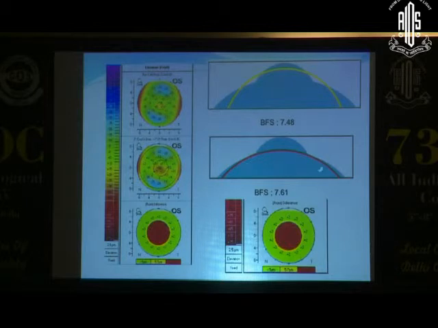So if the difference between this best fit sphere, 7.61, and this one, 7.48, is significant, that means there was a significant area of ectasia or an elevation around the thinnest point. So you have a thinnest point and you have an elevation which is significant. This really increases the sensitivity of picking up cases of keratoconus. The sensitivity in the anterior float is around 16%, and in the posterior float is almost around 85%.